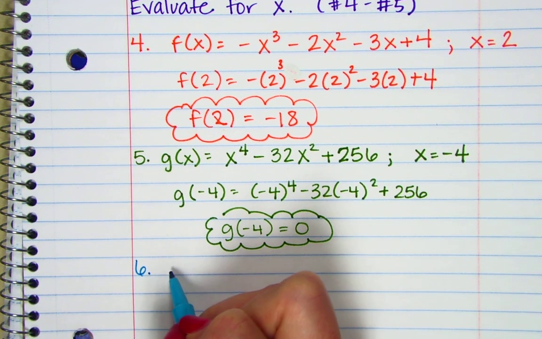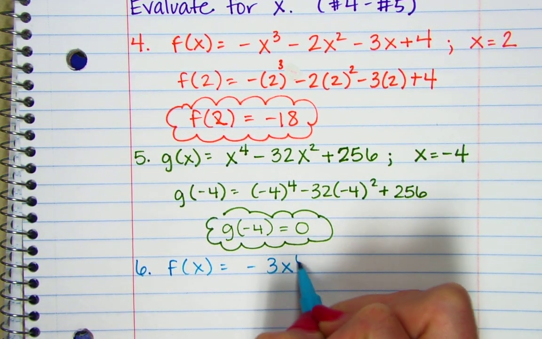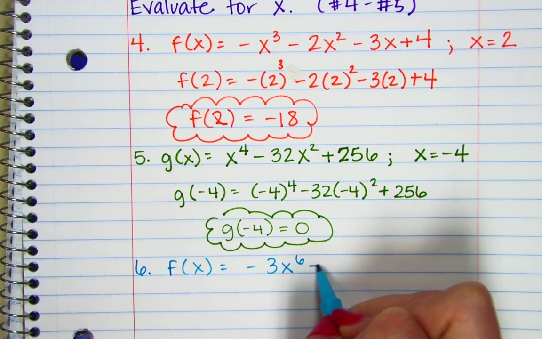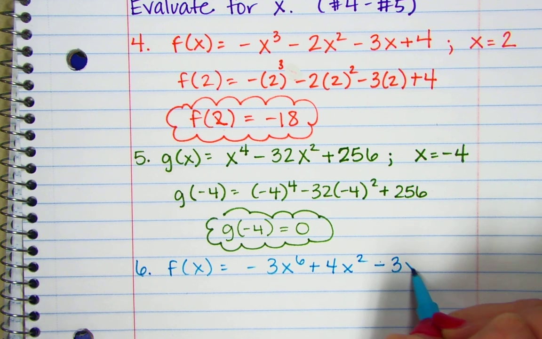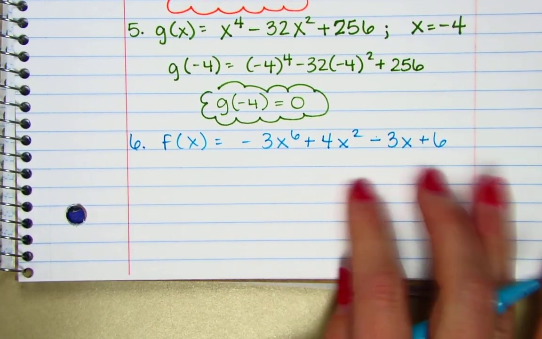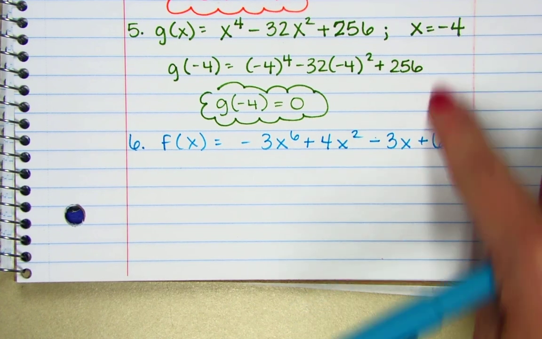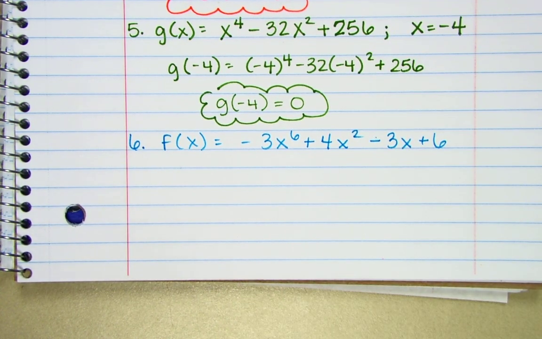We're going to find the end behavior, okay? This one, negative 3x to the 6th power plus 4x squared minus 3x plus 6. Okay, on this one, we're doing something different. These we were evaluating. They told us what x was. On this one, we're going to answer a couple of different questions, and we're going to find the end behavior.